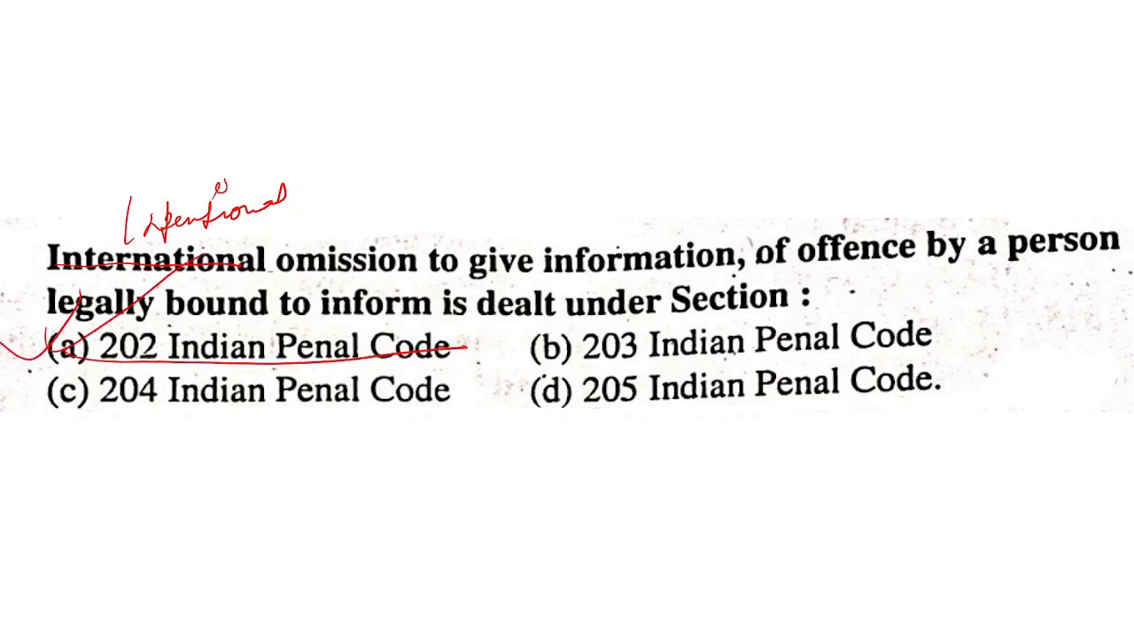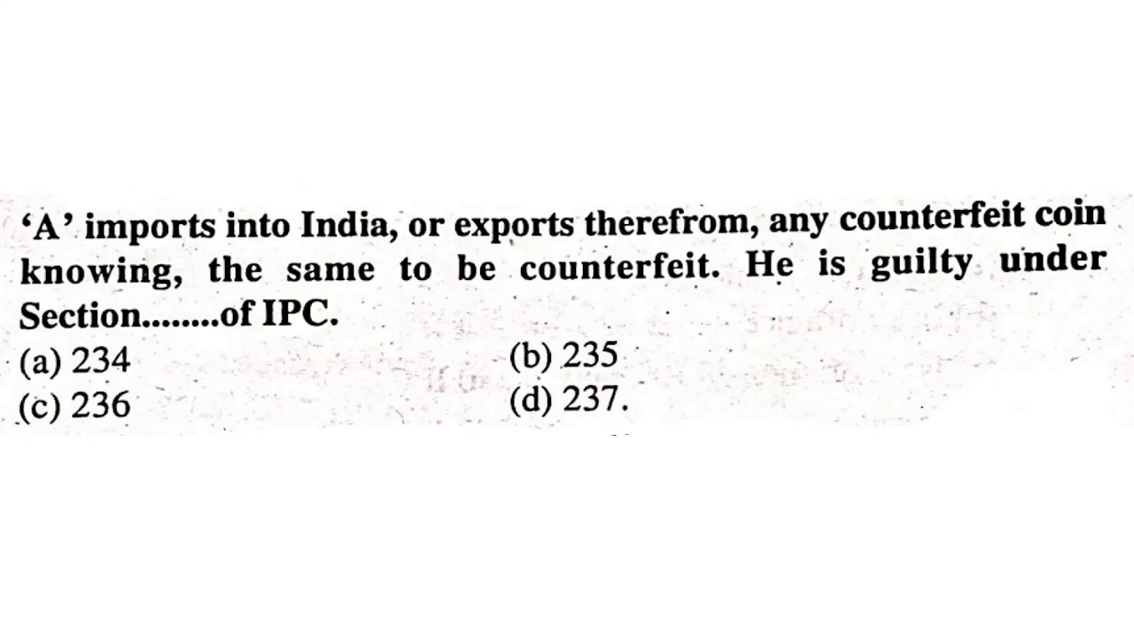A imports into India or exports therefrom any counterfeit coin knowing the same to be counterfeit. He is guilty under which section of the IPC? It is Section 237, which provides for possession of instrument or material for the purpose of using the same for counterfeiting coin. It is Section 237.